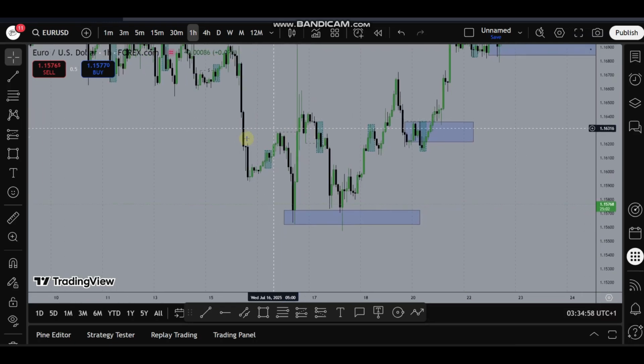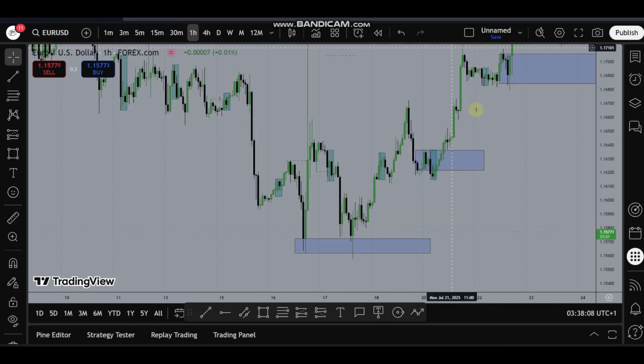price didn't, this is a breaker block structure. Okay, but price didn't use the breaker block. Price has to use the rejection block. See how price didn't close, didn't trade into, couldn't close inside this rejection block. It has to close outside this rejection block. Okay, so there are many of these here on the chart.